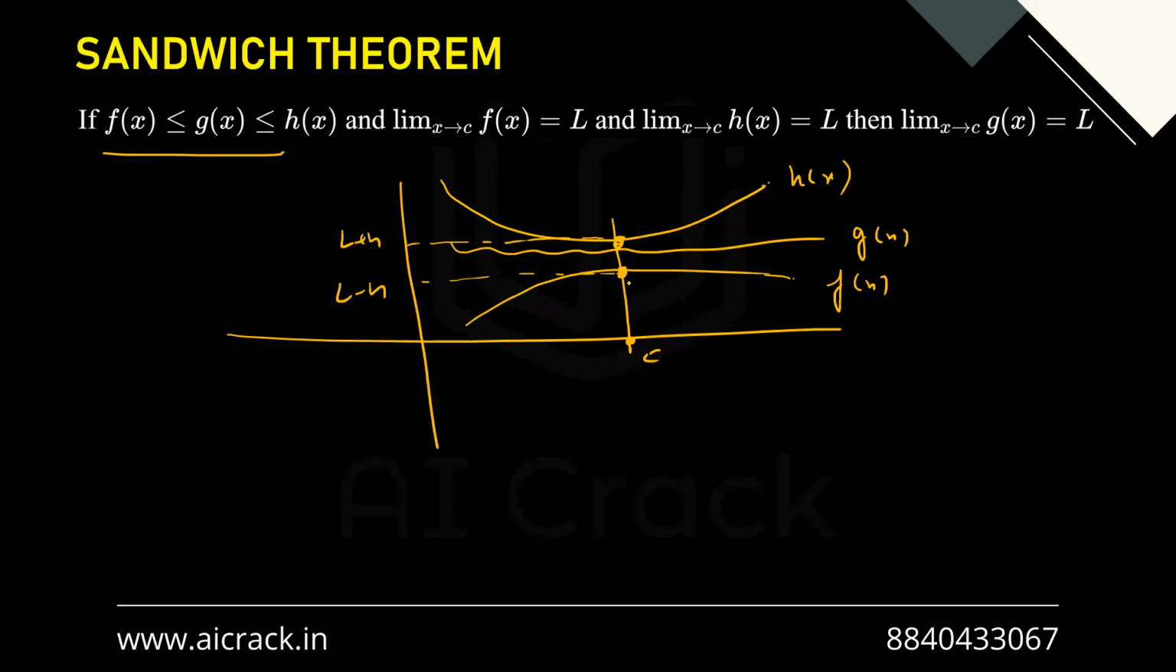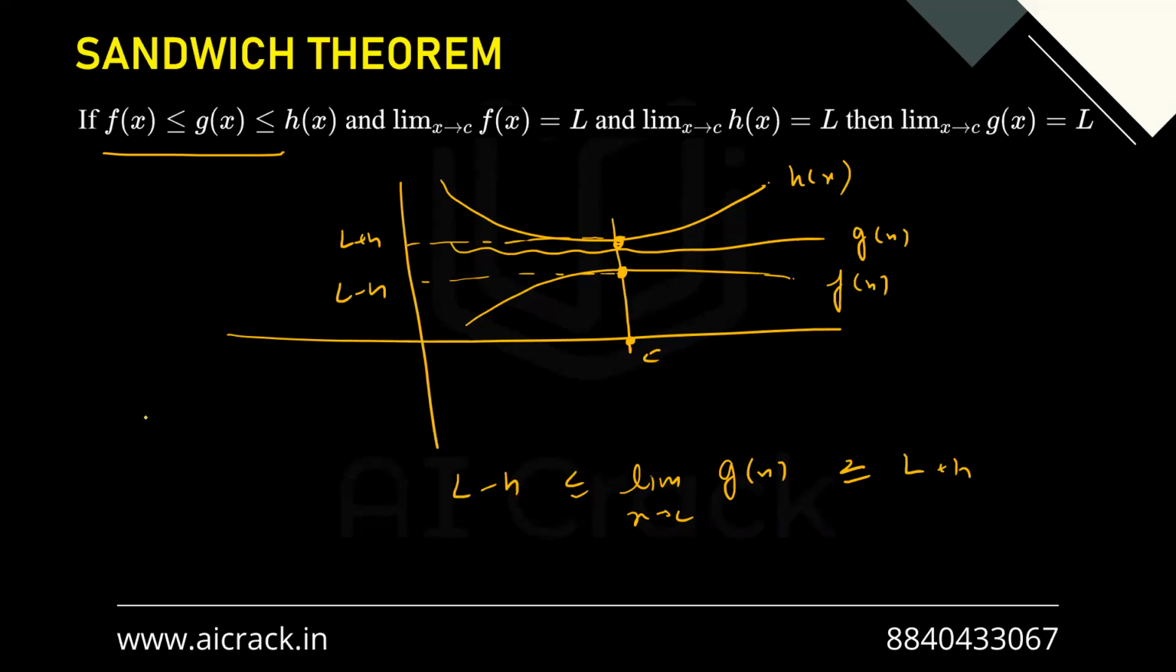Why? Because the limit of f(x) as x approaches c is L. So that's why near the vicinity I have taken L minus h, and over here near the vicinity I have taken L plus h, right? Now the g(x) value is lying between L plus h and L minus h. So the g(x) limit as x approaches c is lying between L plus h and L minus h.